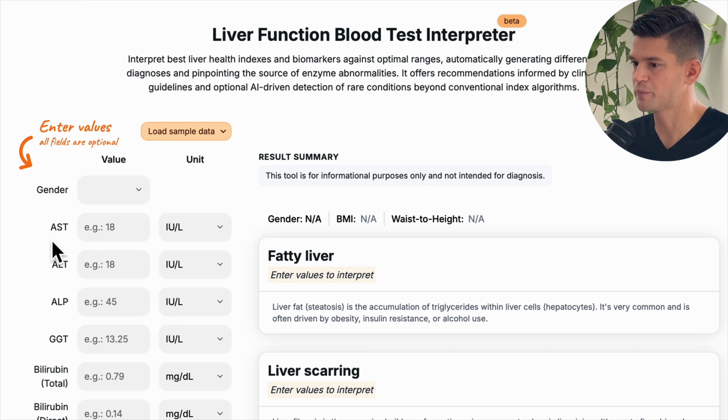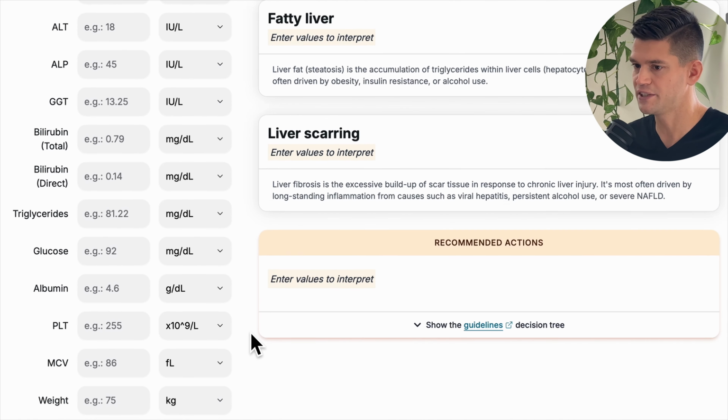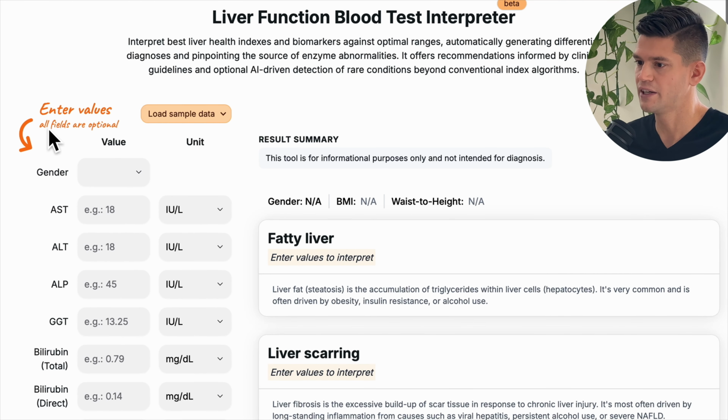Okay, let's finally interpret some results. First, enter the liver panel results here. Don't worry if you don't have all of them. I made it so all the inputs are optional, and the tool will calculate everything it can from whatever data you provide.